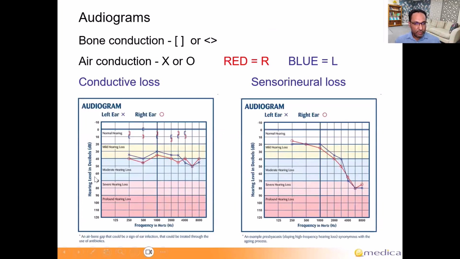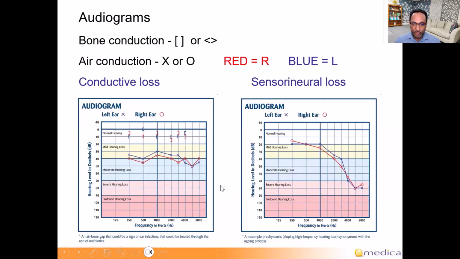ear, all right? So look, this is an example of a conductive hearing loss. You see, bone conduction is normal, so brackets in the normal range, and then air conduction is reduced. In this case, it's bilateral. In both the right, the red one, and the left, conductive loss is there because the air conduction is reduced in both. But look, the bone conduction in both is normal.